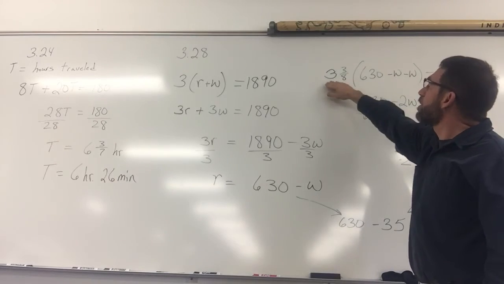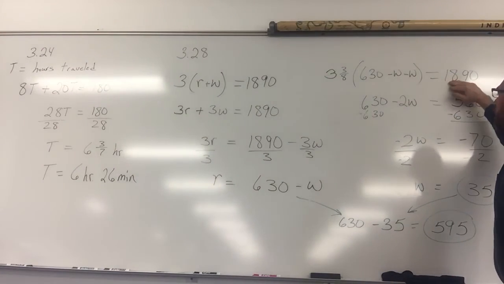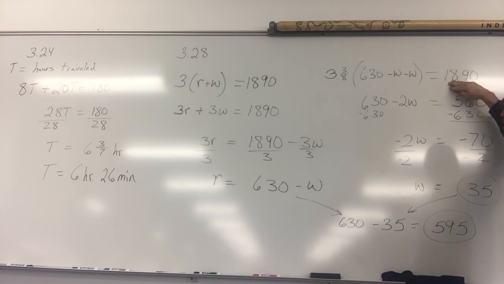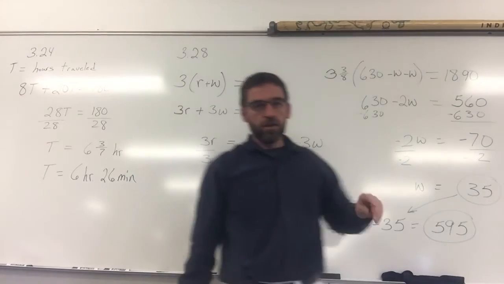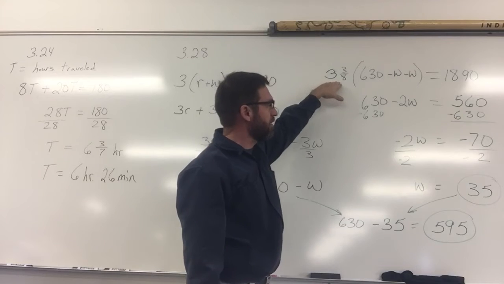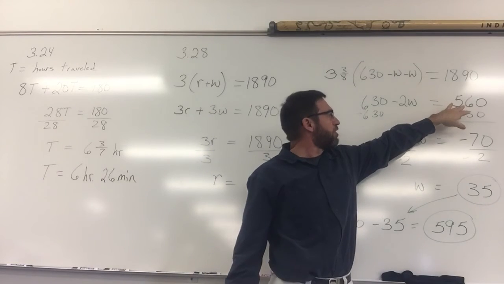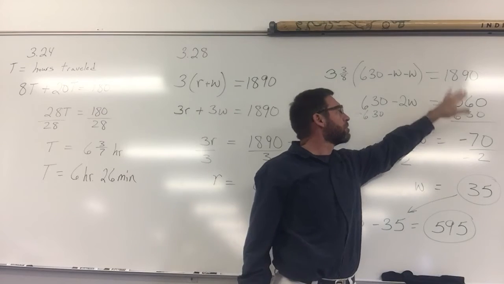Before I go here, I took the 3 3/8 hours and went right over to the 1890. From the 1890, I divided 3 3/8 into 1890, and it came out exactly at 560. So if you have 3 3/8, he comes up to going 560 miles per hour, which is what your return trip is.